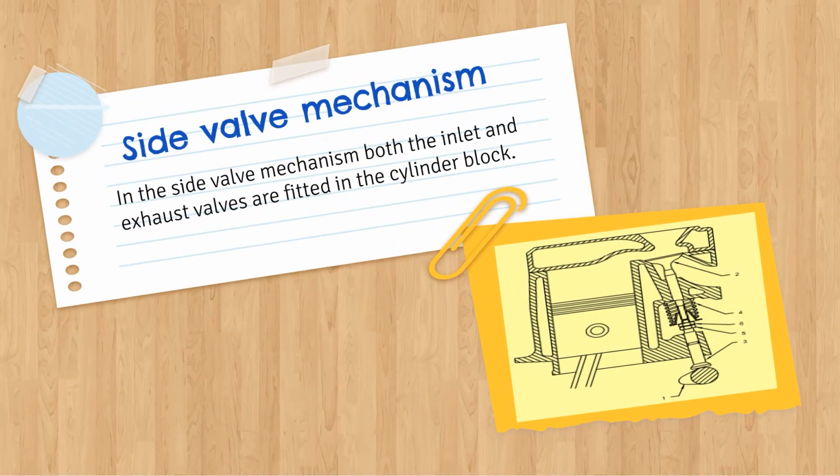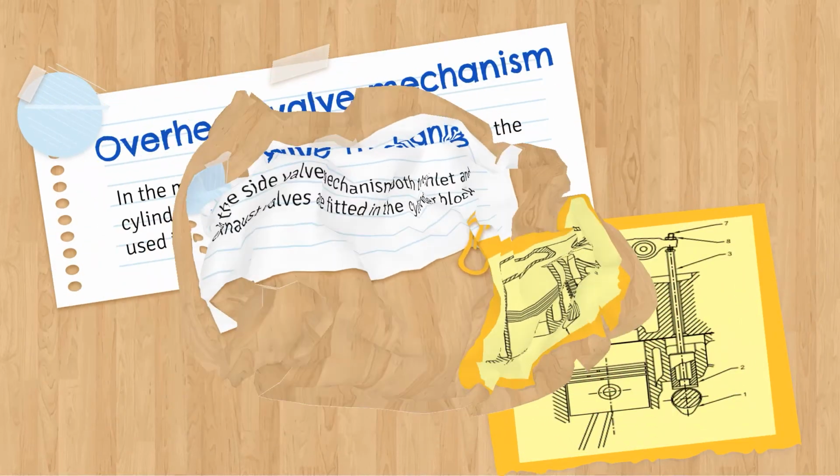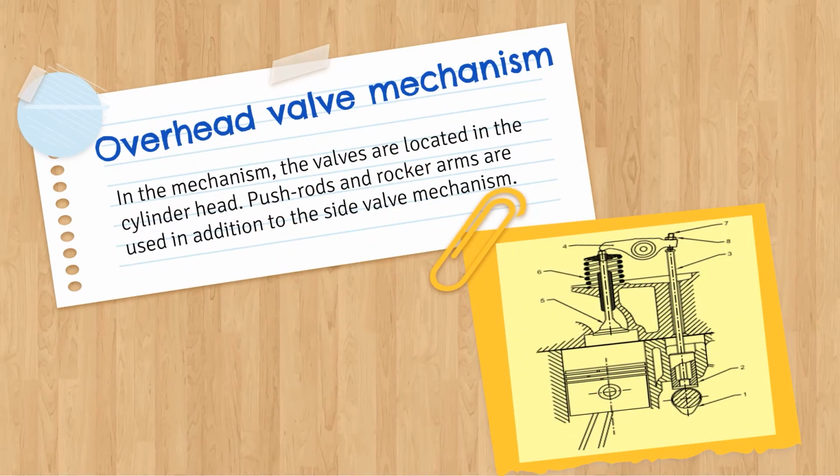Side valve mechanism. In the side valve mechanism, both the inlet and exhaust valves are fitted in the cylinder block. Overhead valve mechanism. In this mechanism, the valves are located in the cylinder head. Push rods and rocker arms are used in addition to the side valve mechanism.